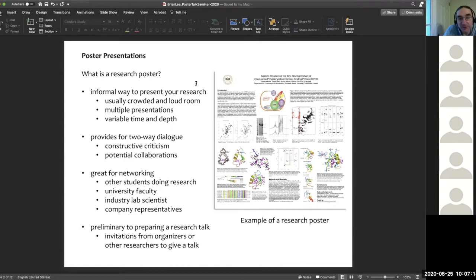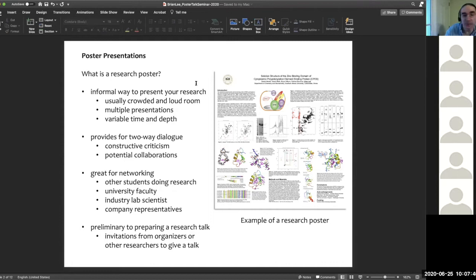And part of that is that you get two-way dialogue. You're talking one-on-one with one person. You might be presenting to 2, 3, or 4 people at a time, but it's not going to be much bigger of a group than that. Now, one of the things you want to consider when you're doing a research poster is to look at everybody that comes up to your poster as a potential collaborator.